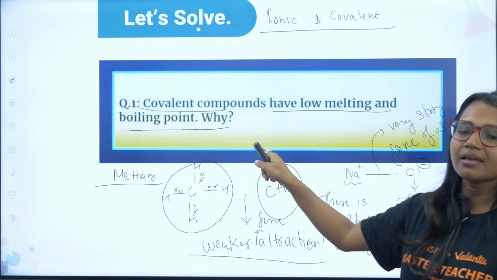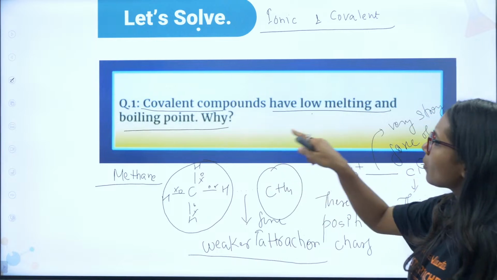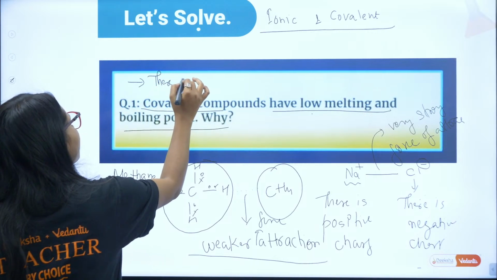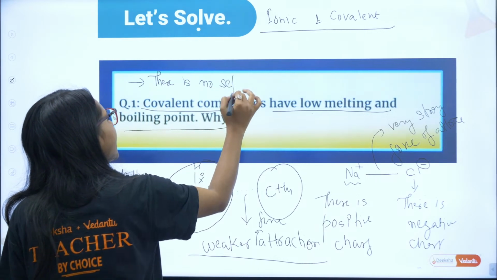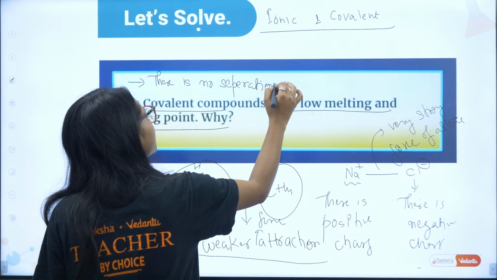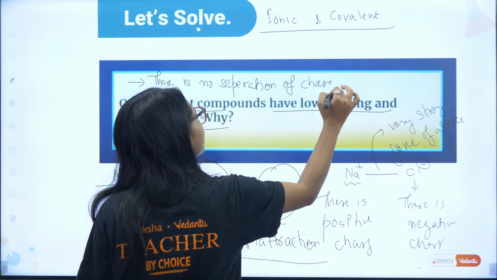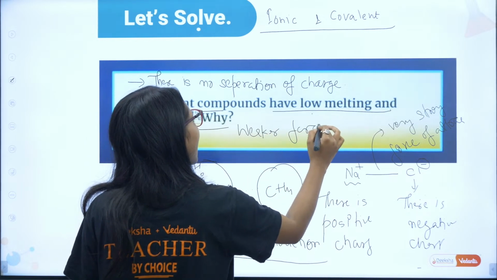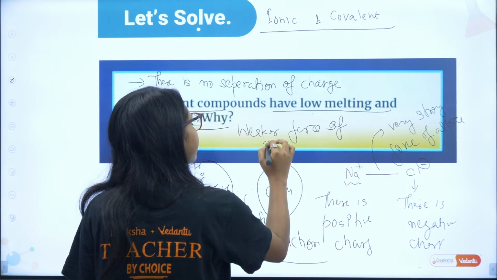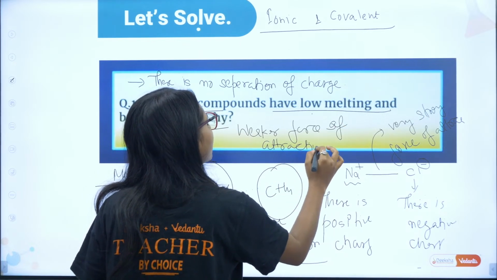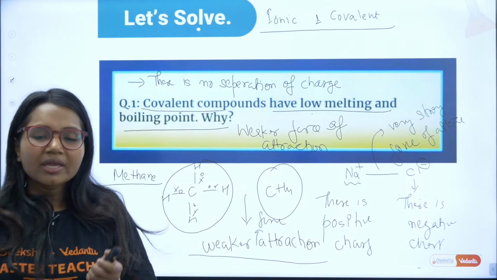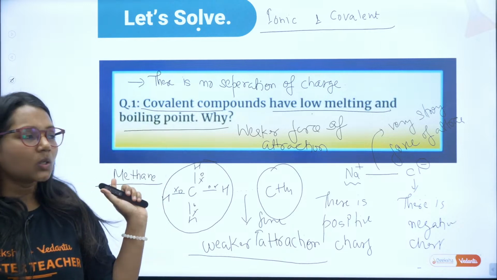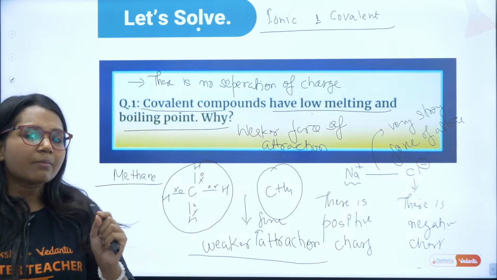So that is the reason covalent compounds have low melting and boiling point. One line answer: there is no separation of charge, weaker force of attraction, hence low melting and boiling point. Is that clear, guys? Do give me a thumbs up if you have understood this question. If it comes in the exam, you are going to write this. Definitely, mark my words.